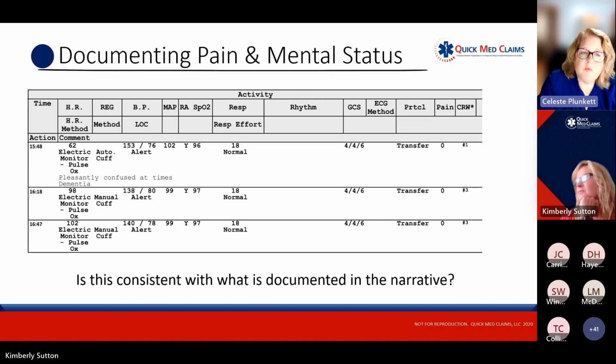Again, same thing. This one was consistent with what was in the narrative. The GCS matches that. Pleasantly confused, history of dementia. Something simple as that. We're not asking you to write a book. We're just asking that you pay attention to what you're putting in there. I know it's difficult and sometimes it's at the end of your shift and you want to just get it done and get it signed.